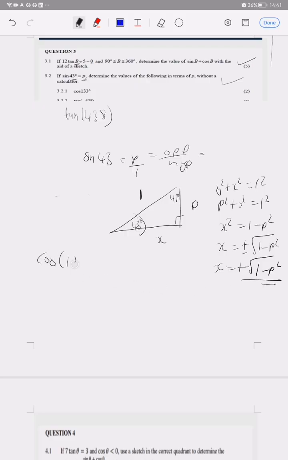They want cos of 133. Cos of 133 is the same as cos of 180 minus 47. So what do I do? This is a negative cos 47. I know cos 47 is just adjacent over hypotenuse. So what is my adjacent of 47? My adjacent for 47 is just p over, what is my hypotenuse, over 1. So I'm having a negative p. That will be my solution. All right, that will be my solution.